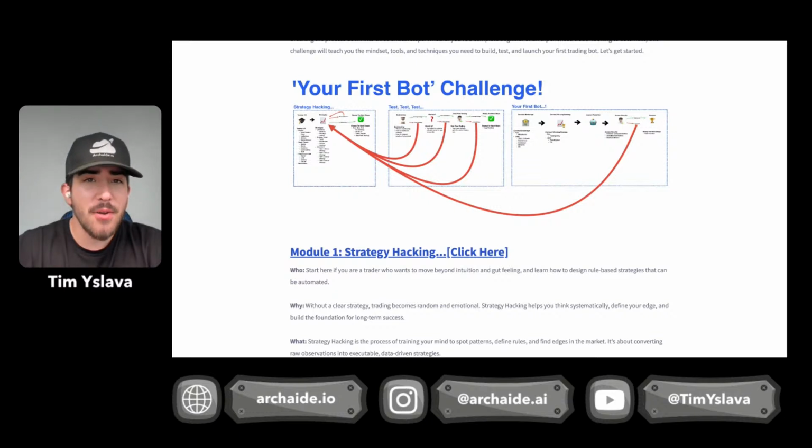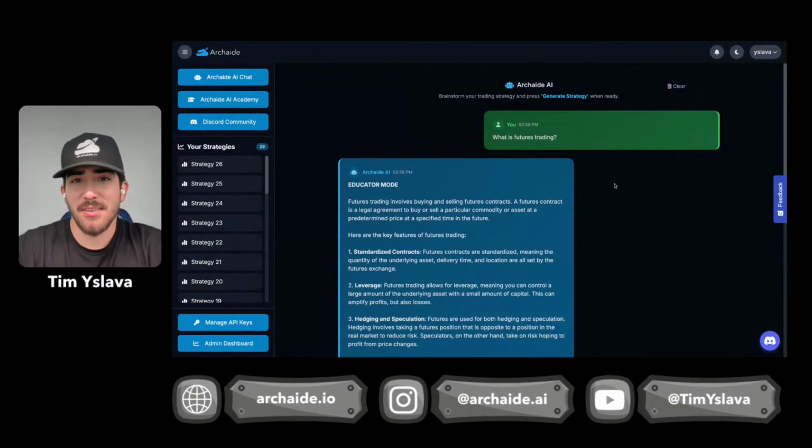You're going to be able to do everything inside of one platform. You won't have to change platforms. You'll learn the basics, you'll learn a strategy, you'll be able to backtest, run some due diligence, and then also launch and paper trade in one platform. It's going to be really amazing. And again, today we tackled what is futures trading.